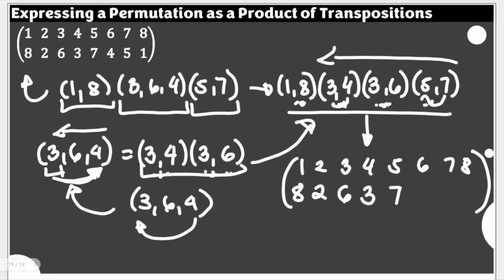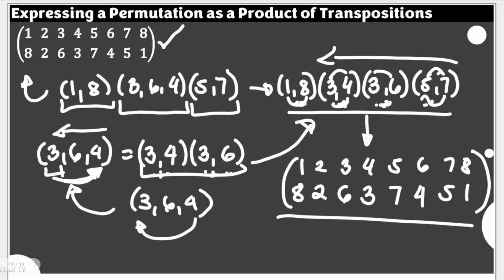How about 6? 6 is mapped to 6, then 6 is mapped to 3. Here, we are now at 3, and 3 is mapped to 4. Now we are at 4, and 4 is mapped to 4. How about 7? 7 is mapped to 5, and 5 stays at 5. And finally, 8 is mapped to 8 until the last transposition, where 8 is mapped to 1. Is this the same as the given permutation: 8, 2, 6, 3, 7, 4, 5, and 1?